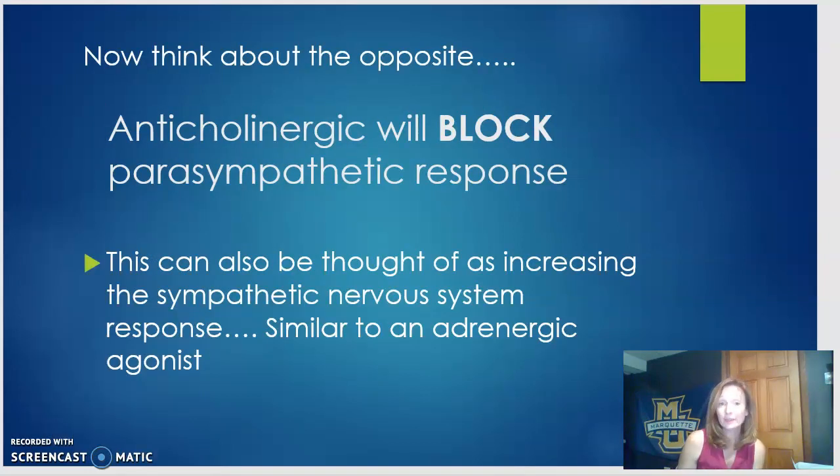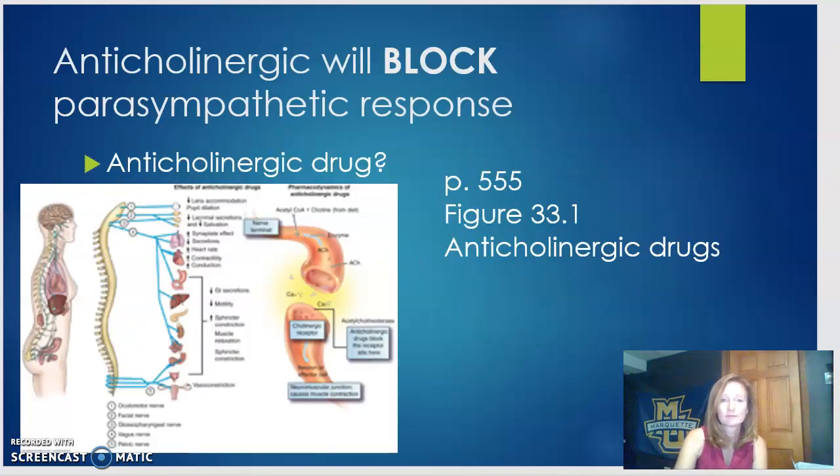Okay, so now think about the opposite of that. We're going to talk about the anticholinergic drugs. We talked about the cholinergic drugs, and that's going to increase the rest and digest. So now we're going to look at the opposite and think about anticholinergic drugs. We're going to block that parasympathetic nervous system. You can also think about this just as you would an adrenergic agonist, right? So it's stimulating the sympathetic nervous system. Or what would happen to your body if you're running from a bear. So again, that anticholinergic drug will block the parasympathetic response.